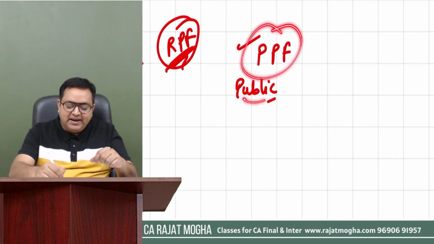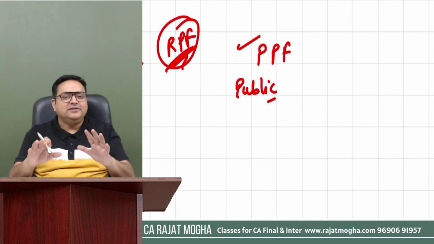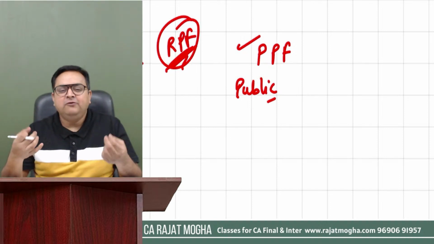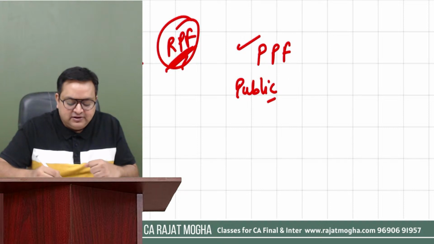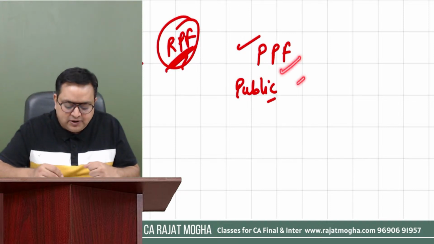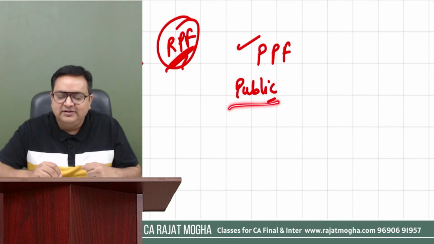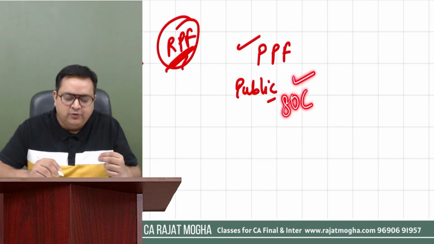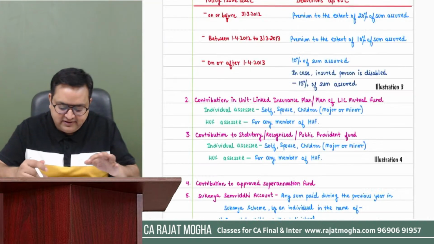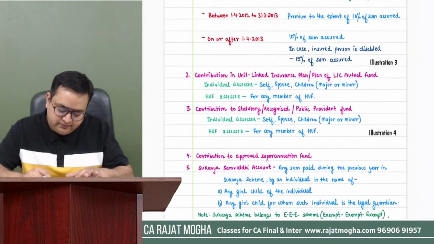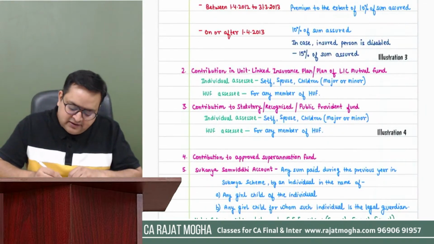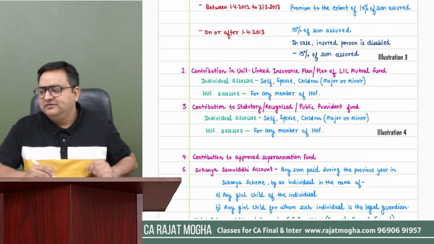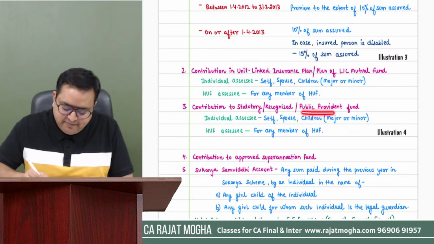But PPF is public. Public here means any person of the society can open this. So whether you are an employee or a non-employee, you can open this PPF account. If you open this PPF account and deposit the amount, 80C is allowed. This is an eligible investment under section 80C. Got it? Here statutory provident fund, recognized, unrecognized is mentioned, but unrecognized is not over here. And this is PPF also.